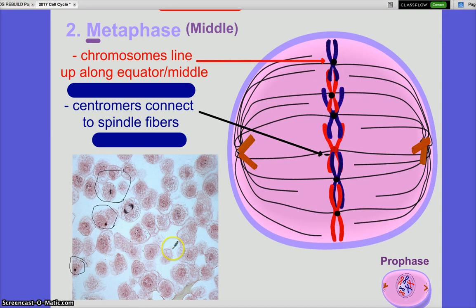Okay? See if I can find another metaphase. Hardly, because they're very light. All right, we're going to move on.